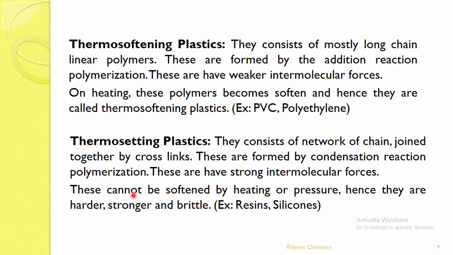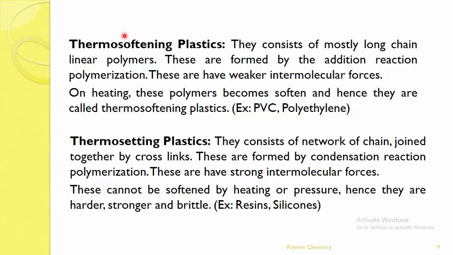So these are two important types of plastics, thermosoftening plastics and thermosetting plastics. We can compare and differentiate between these two. Thermosoftening plastics consist of long chains, whereas thermosetting plastics consist of cross-linked network chains. Thermosoftening plastics are formed by addition reaction, thermosetting by condensation reaction. Thermosoftening plastics have weaker intermolecular forces, while thermosetting plastics have stronger intermolecular forces.